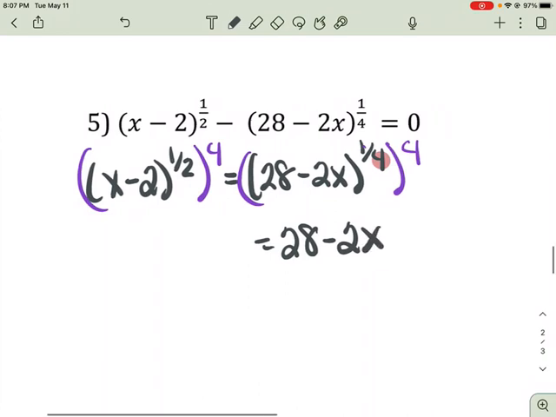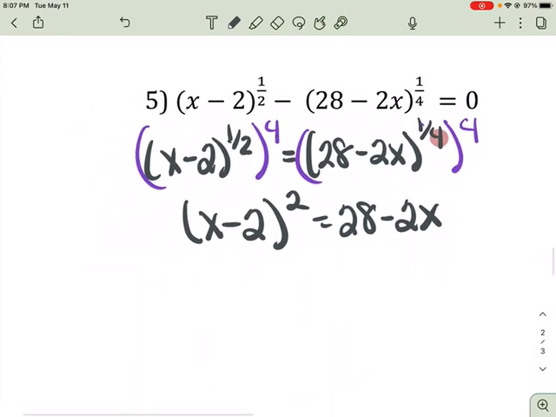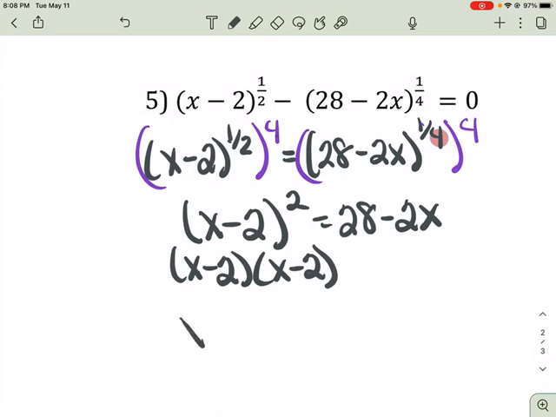Over here, we're going to have to do a lot more work. Like I said, this is the challenge question. 4 times 1/2 is 2. All right, let's see if you guys are up for it. x minus 2 quantity squared means I have to write this twice. And multiply.